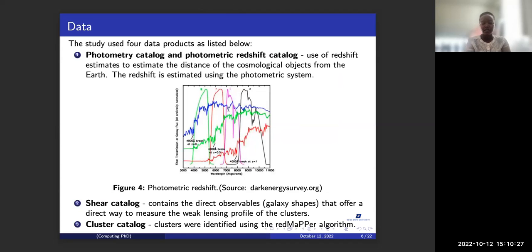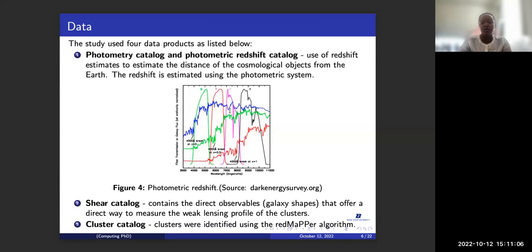So after the Dark Energy Survey, which captures just the images of the universe, the data is later converted using models and algorithms to tabular data, which we can analyze easily. Some of the data products used in the papers were a photometric catalog and the photometric redshift catalog. In the catalog, they estimated the redshift and the distance. By estimating the redshift, you can estimate the distance of cosmological objects, how far they are from us.